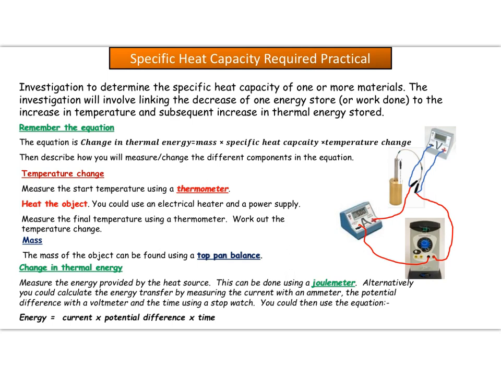And we know that the current multiplied by the potential difference gives us the power of that electrical heater. We then need to know that energy is equal to power times time, and as we said, the power is equal to current times potential difference, and therefore we can calculate our energy by doing current times potential difference multiplied by time. And that will allow us to calculate our change in thermal energy. Once we've got change in thermal energy, we know the mass and we know the temperature change, so we can then calculate the specific heat capacity.